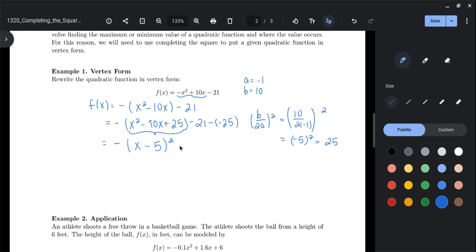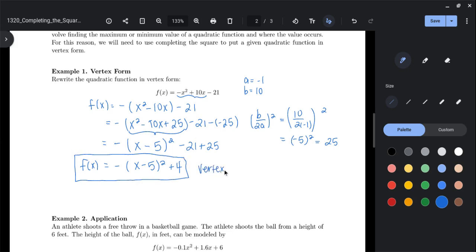And then we have a -21 minus -25, so that's plus 25. And so now we'll have our final vertex form is negative times the quantity x minus 5 squared, and then -21 plus 25 is positive 4. So there is our vertex form, and we can identify that the vertex is going to be located at the point, remember it's HK, so in this case H is positive 5 and K is positive 4.